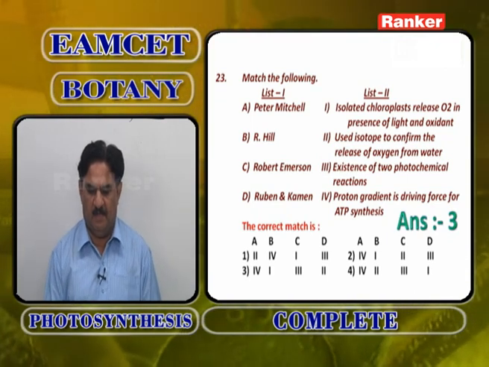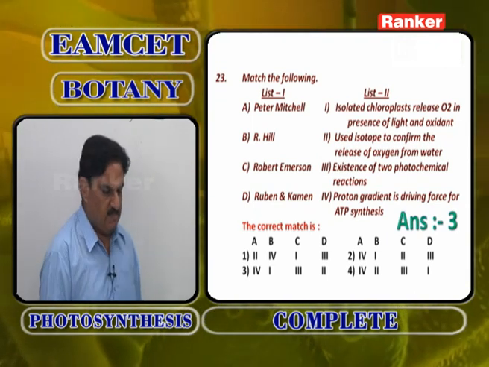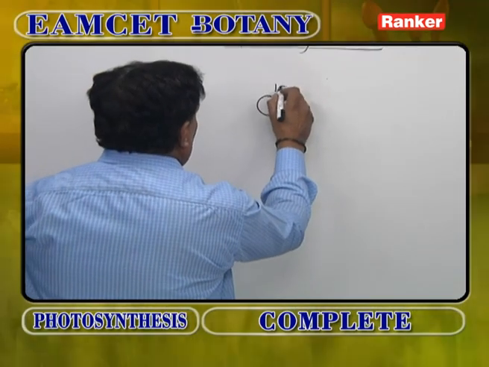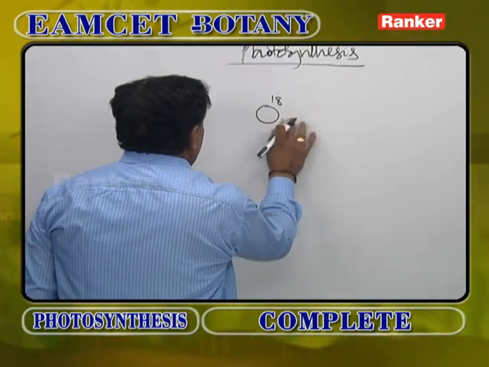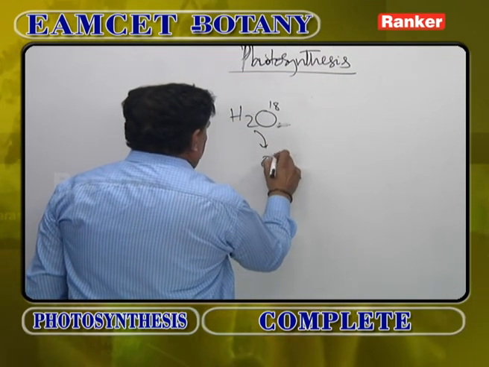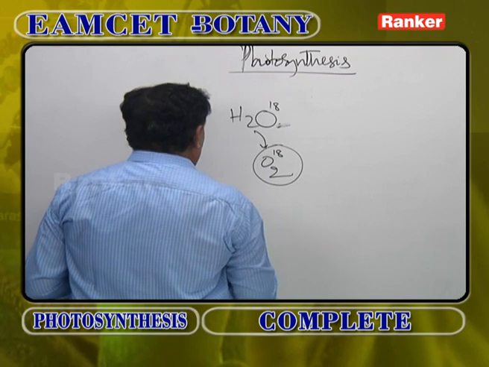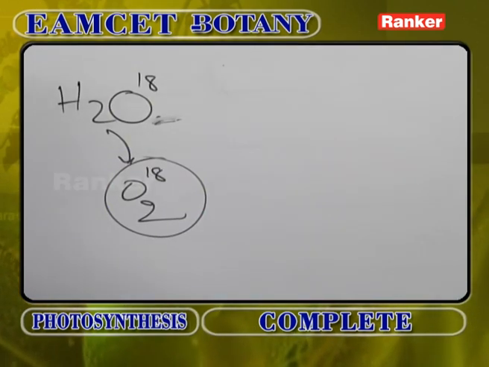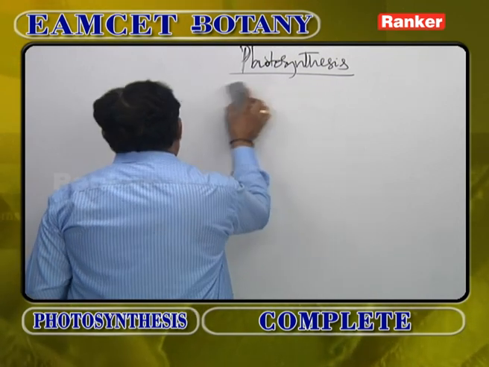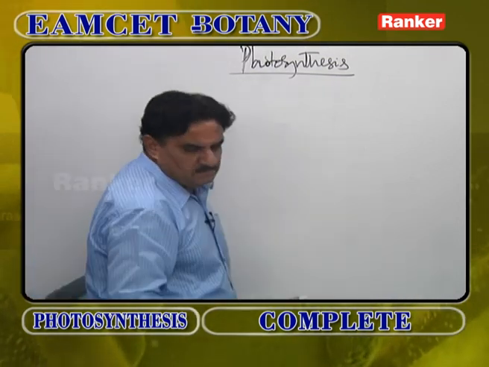Rubin and Kamen used an isotope to confirm release of oxygen from water. They used the O18 isotope in H2O. Whenever oxygen is liberated, it contained 18. So this proves that the oxygen that comes during photosynthesis is not coming from carbon dioxide but from water.